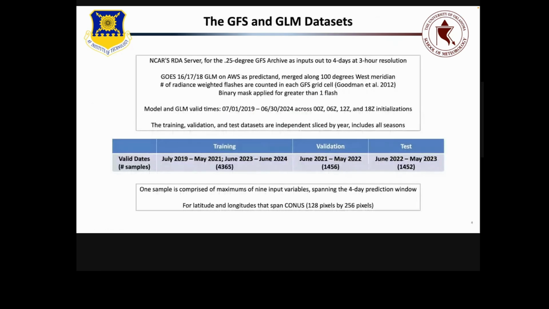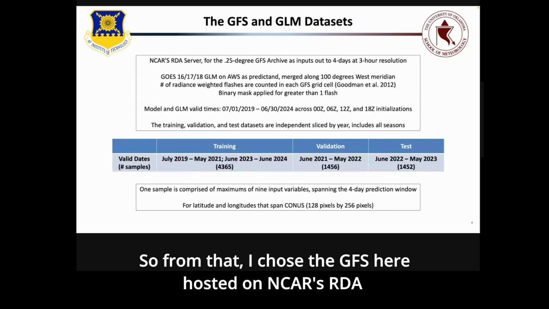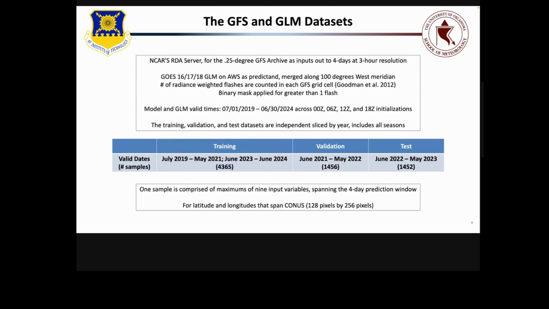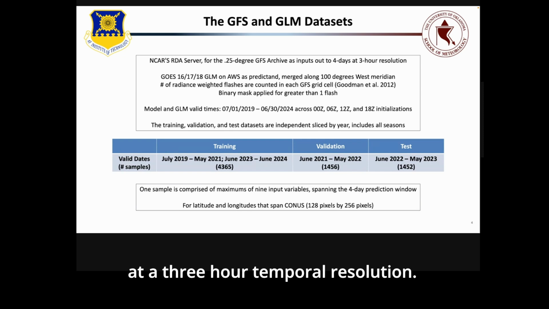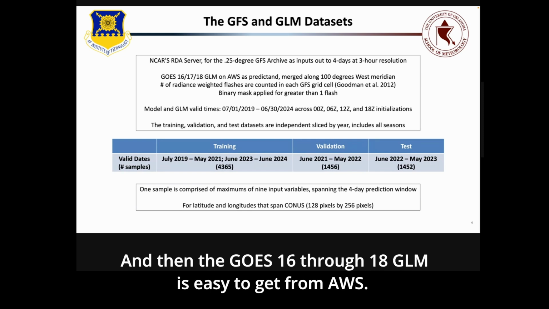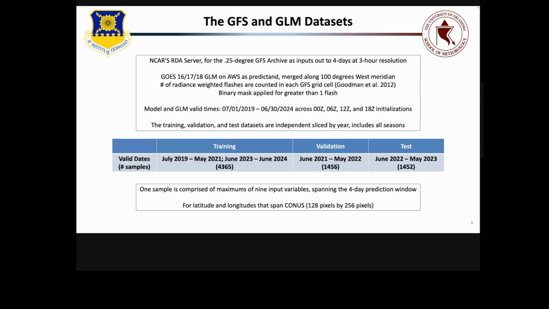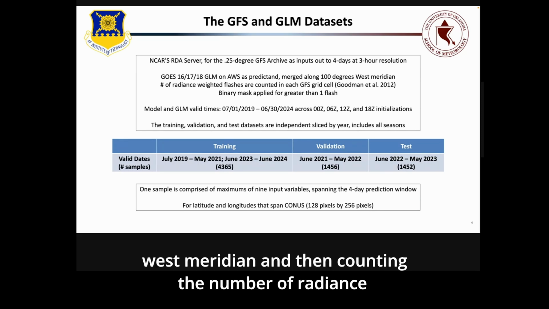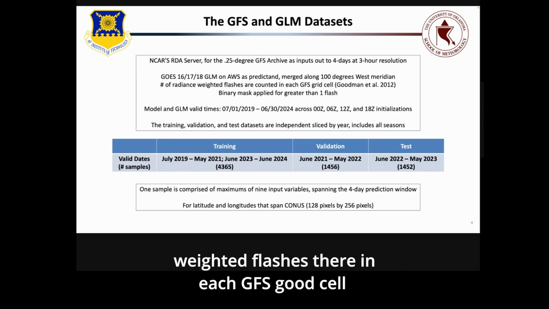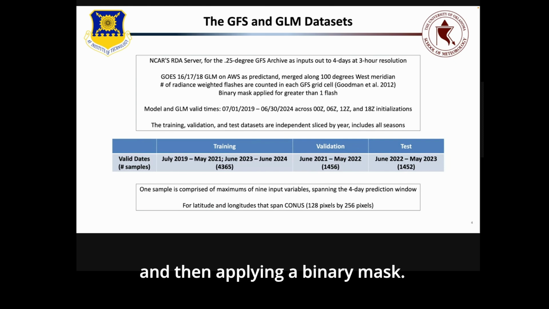From that, I chose the GFS hosted on NCAR's RDA server at the quarter degree. I chose that because it runs out to 4 days at a 3-hour temporal resolution. And then the GOES 16 through 18 GLM is easy to get from AWS, and I use that as the predictand, merging the satellites along the 100 degree west meridian and then counting the number of radiance weighted flashes in each GFS grid cell, and then applying a binary mask.